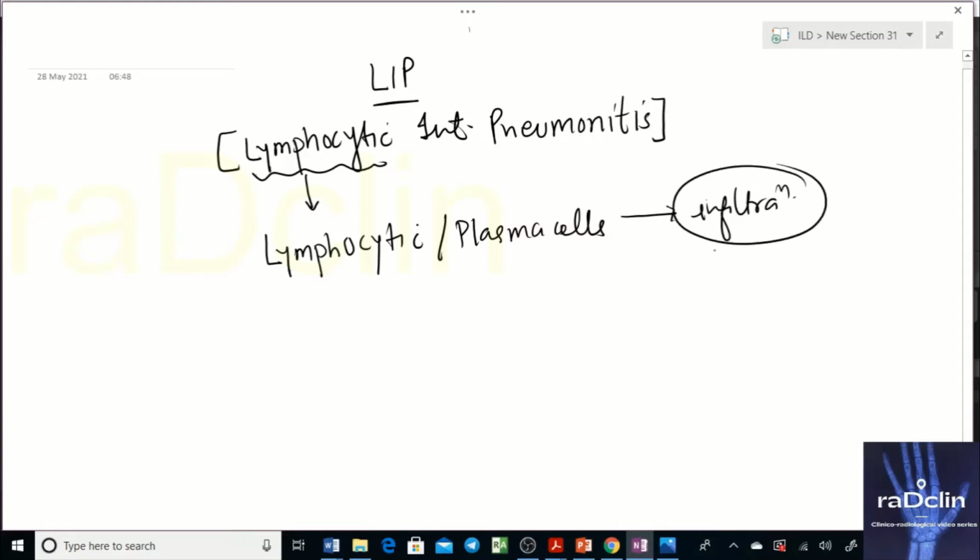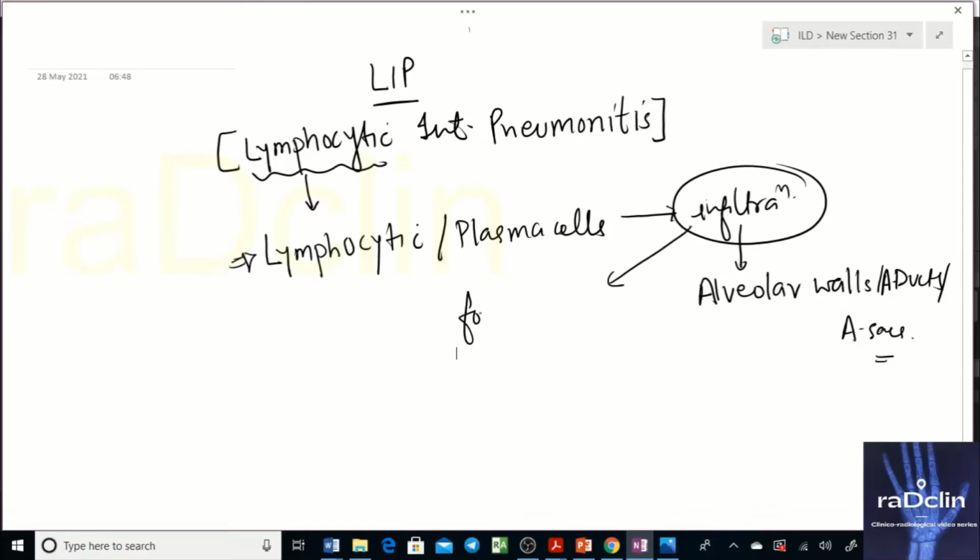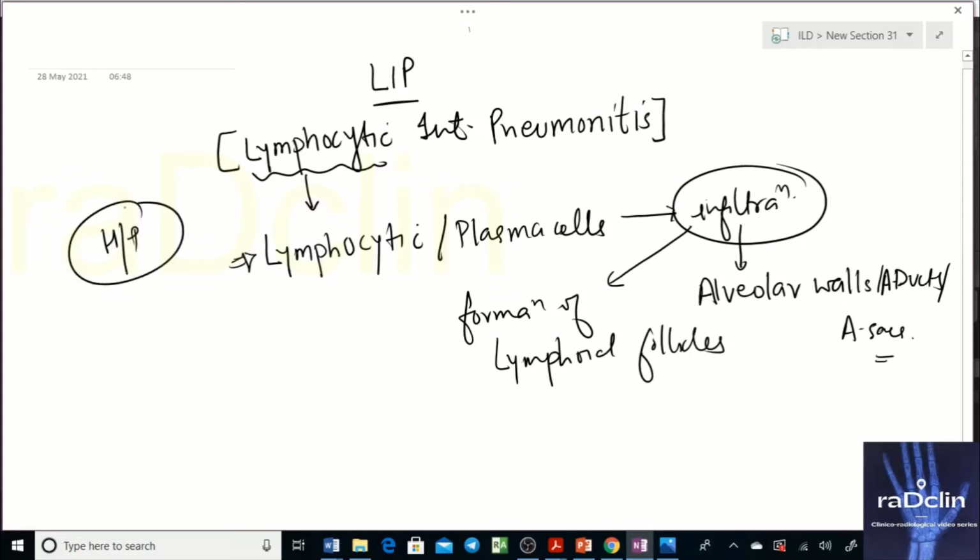And where do they get infiltrated? They get infiltrated in the alveolar walls, alveolar ducts and alveolar sacs. Basically this infiltration also causes formation of lymphoid follicles as well. That is the histopathological aspect of this disease.